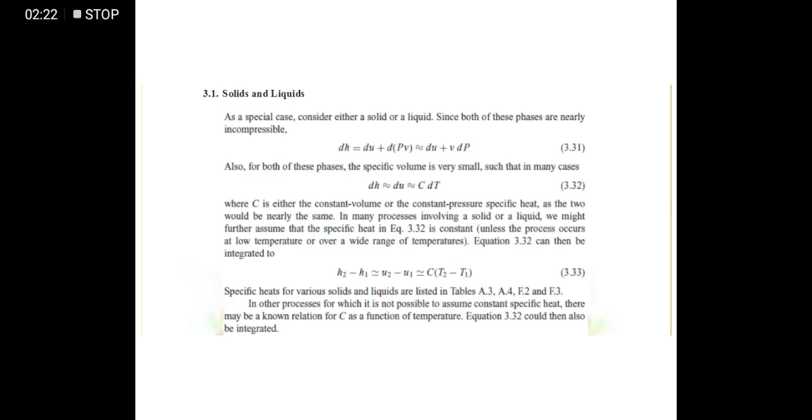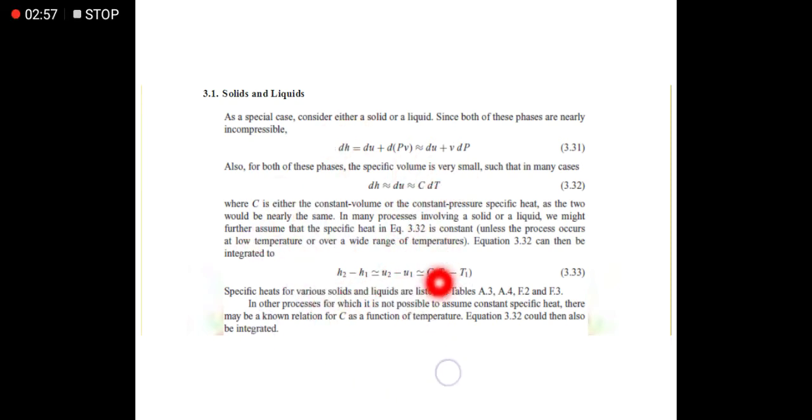Okay? So for this special case naman for solids and liquids, the specific heat is also defined, but instead we have here dH is equals to du plus dPV, or approximately equals to du plus VdP, assuming that our specific volume is constant. So we have here CdT, no? Same pa rin for solid, but for this case kasi, for solid and liquid, we have a constant specific volume. So yun yung pinagkaiba.